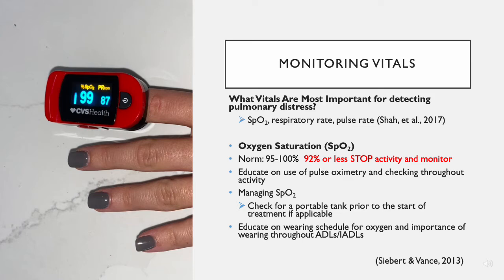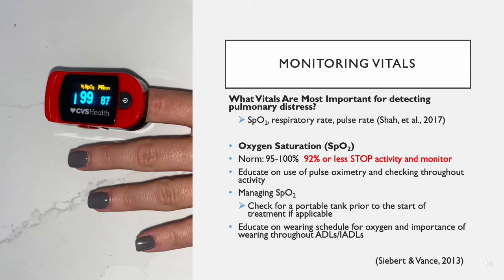With oxygen saturation, the norm is 95 to 100. Patients start to become a concern when they are de-escalating to 92 or less. You would want to stop activity immediately and monitor them, again being close to a bedside or a chair just to ensure safety.